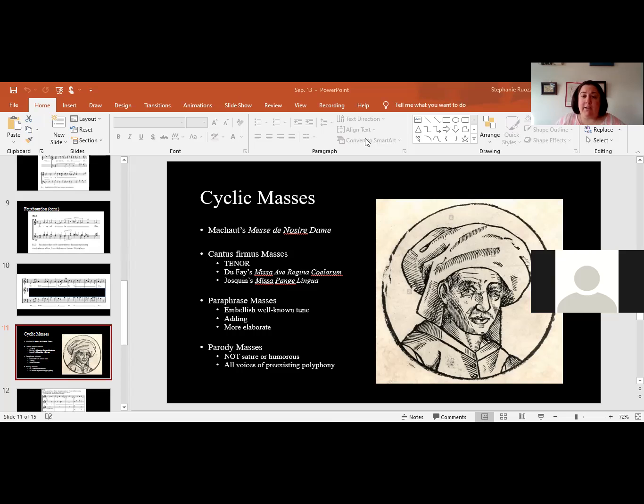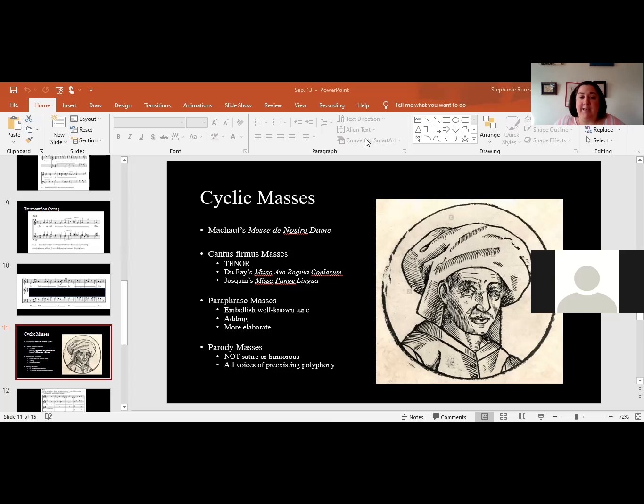The other way that Renaissance composers could get creative with pre-existing music is a thing called the parody mass. Now, I want to emphasize a parody mass is not cutting satire. They were not humorous at all. It's not a bit of comedy. It's not parody the way we think about it today.